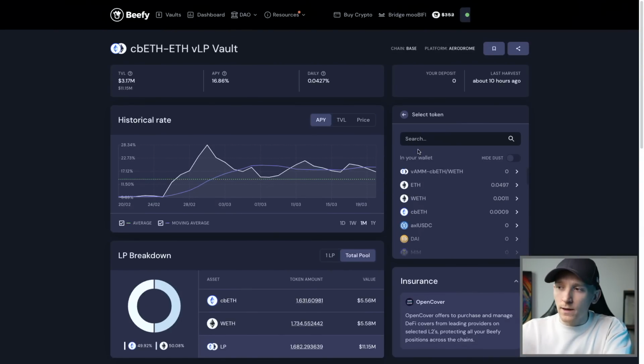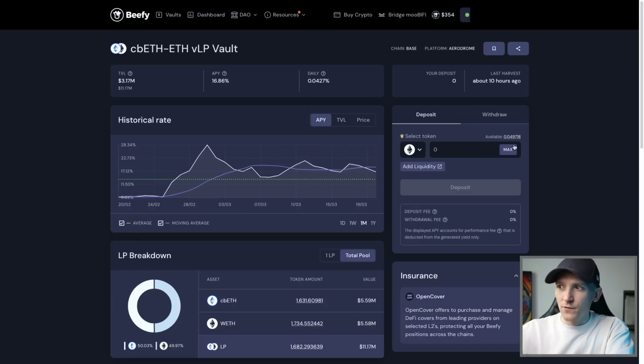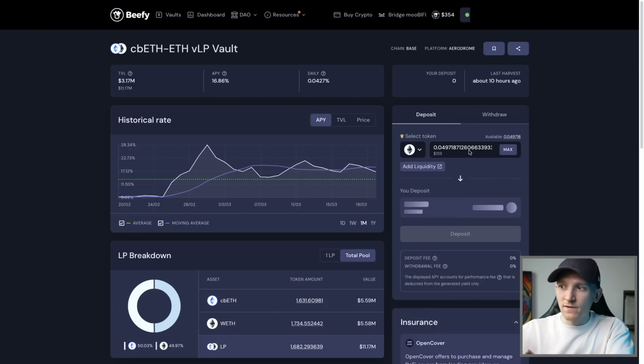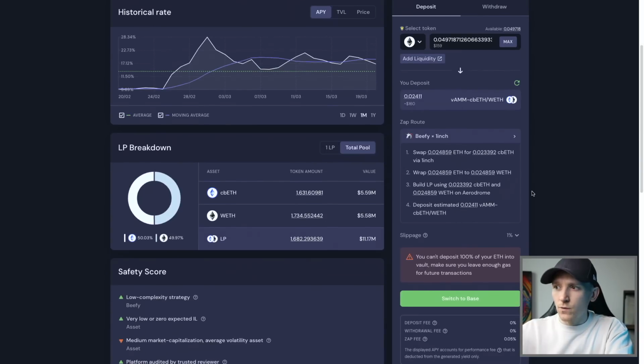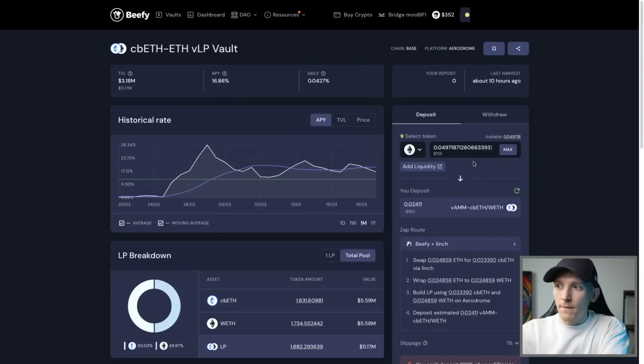So instead of going into Aerodrome, having to then swap ETH for cbETH and then wrapping ETH and then making sure we have the correct ratio of each so that we can put assets in the pool, what you do on something like Beefy is just say, look, I've got ETH here and I've got an amount of ETH. And what they're going to do is say, yeah, no problem. We are going to take all of this. We're going to swap the ETH for cbETH. We're going to wrap the ETH. We're going to build the LP position. We're going to deposit and everything like that. And that's all you do, right? So you actually just add in the token that you want, one token, and it does everything for you in one transaction.